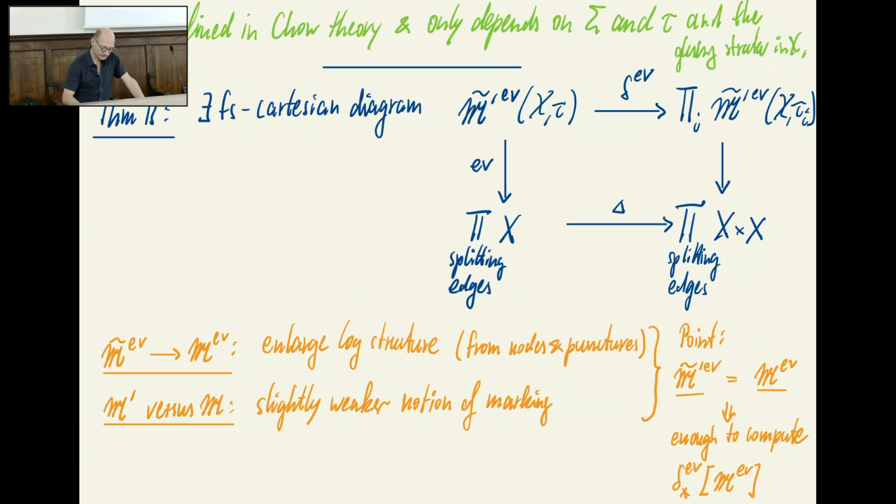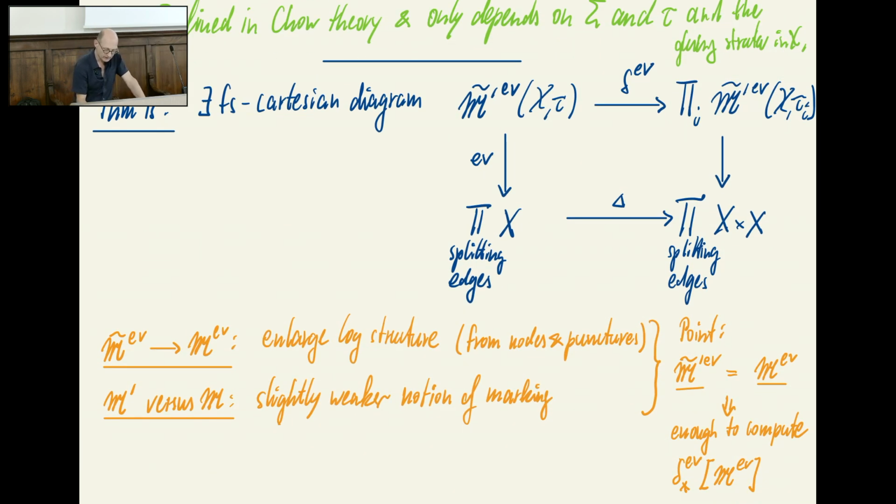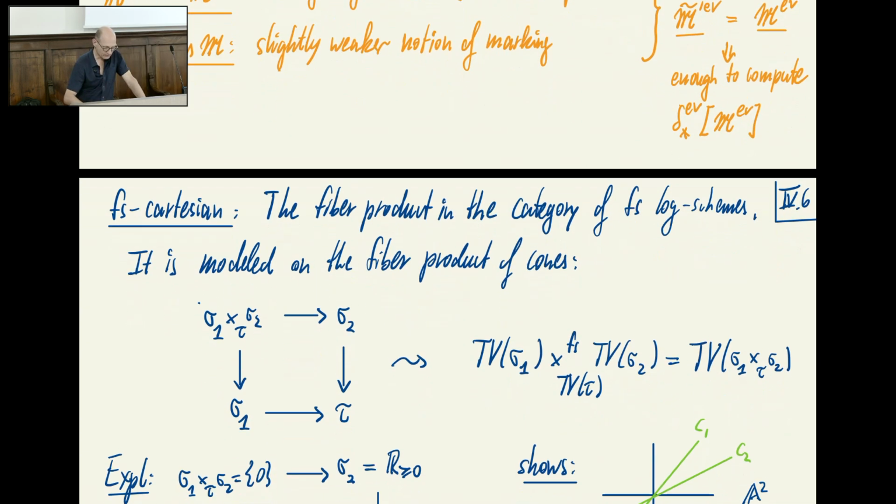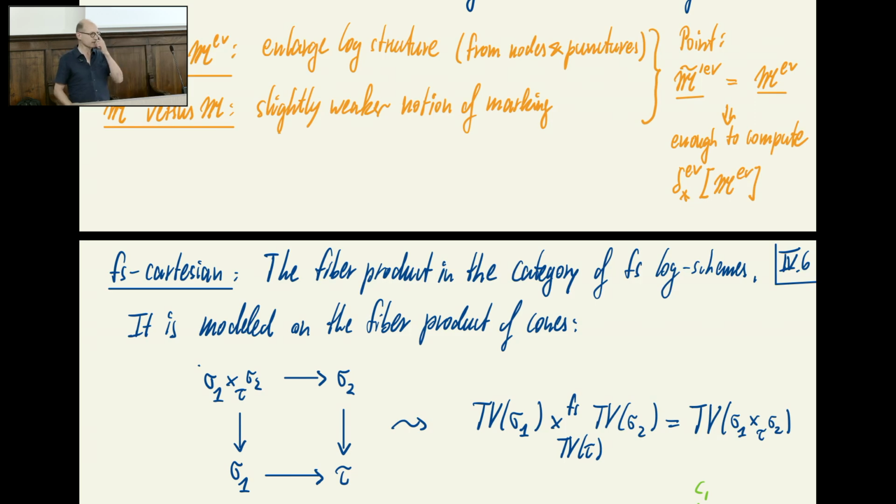So the point is, this diagram is good enough to compute. If I know how to compute the push forward of the fundamental class here, I'm good, okay? If I know how to handle this diagram. But it's FS Cartesian, it's not just Cartesian. So what is this? FS Cartesian, I already mentioned this in my first talk. Fiber products in log geometry are very sensitive to the category you work in. FS Cartesian is the right notion when you work with FS log schemes. It is modeled on the fiber product of cones.